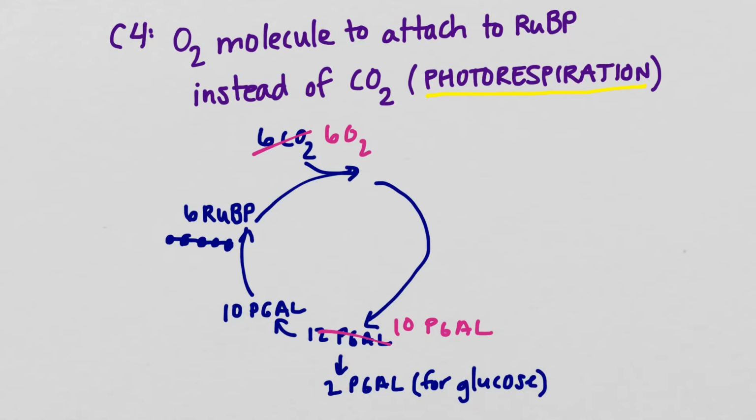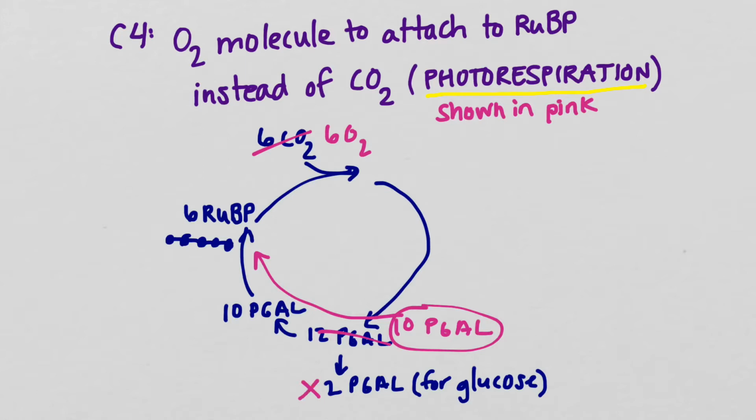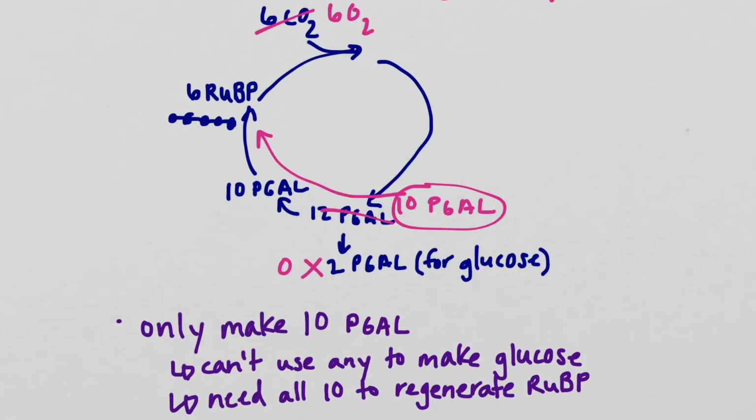So what's shown here in pink is what we call photorespiration. And again, all of these 10 PGALs have to be sent back to regenerate the RUBP. And we're not able to do any of the creation of glucose. We have 0 left to create the glucose. So this process of photorespiration obviously is not a great thing, and every now and then sometimes oxygen will come in instead of CO2, and so how do plants deal with this because they aren't able to make glucose from it? So let's take a look.